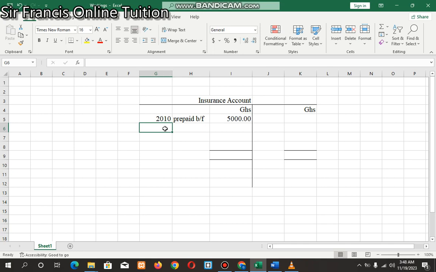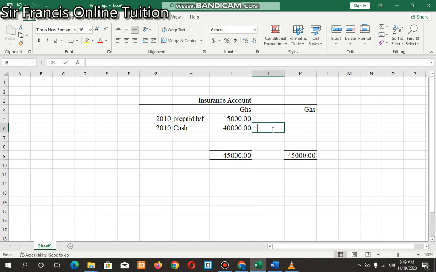Now in the course of the year we made another payment for insurance. So here cash, we made that payment by cash. So we have it here, which is 40,000. Okay, so we are done with the entry, and the balance of the account becomes 45,000. I believe you know how to balance off an account. If you don't know how to do that, go back to the channel and watch my previous videos. I've done that in those previous videos.